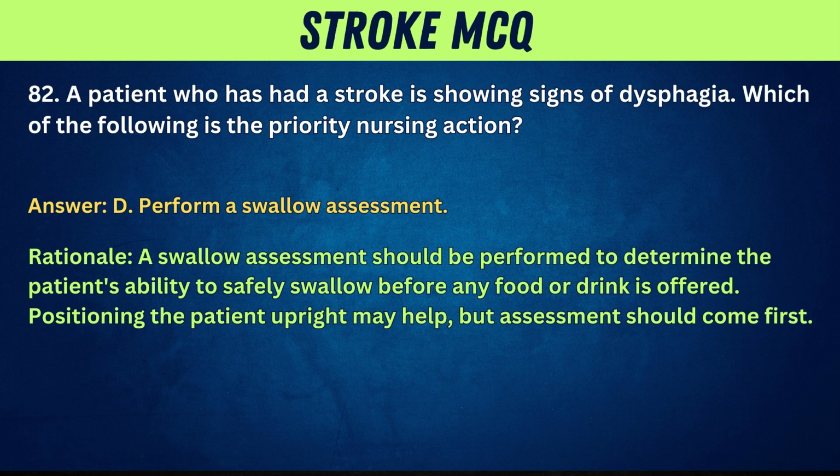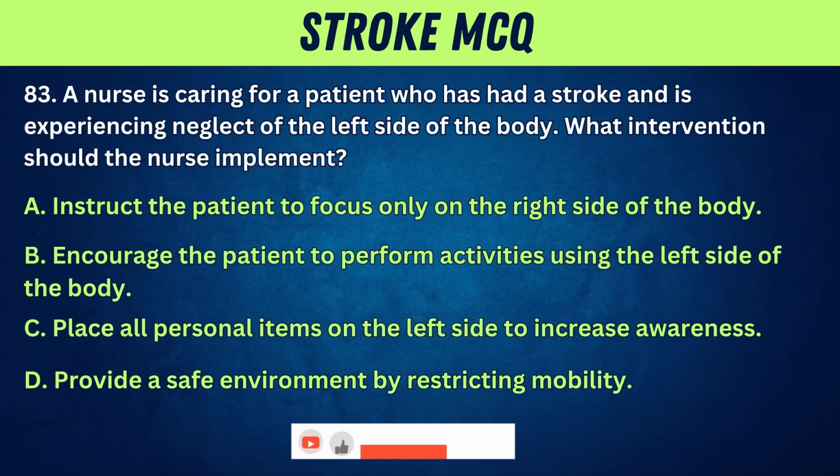Answer: D. Perform a swallow assessment. Rationale: a swallow assessment should be performed to determine the patient's ability to safely swallow before any food or drink is offered. Positioning the patient upright may help, but assessment should come first.